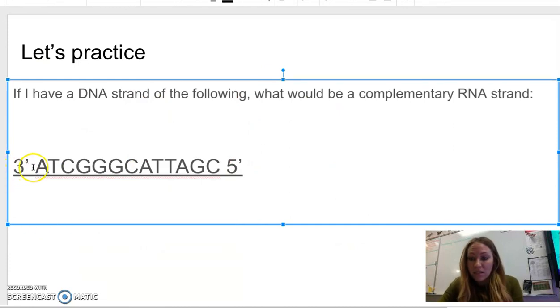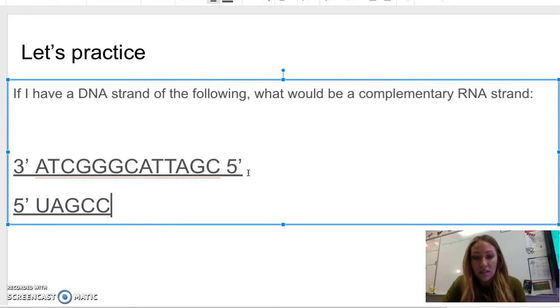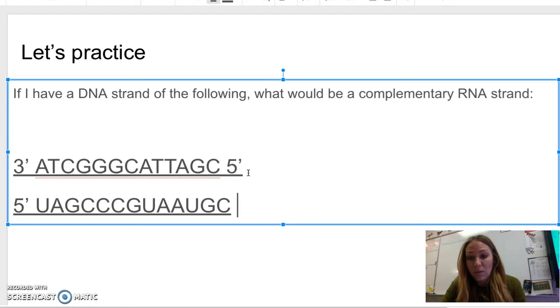This is the exact same DNA strand that we looked at earlier, and we made a DNA copy of it. But now if we're to make an RNA copy of it, we're still going to have a 5'. And here where I have an A, there's not going to be a T, right? There's going to be a U. But I have a T here, so I'll have an A, with the C I'll have a G, C, C, C, G, U, A, U, G, C. And then we're going to end that with a 3'.